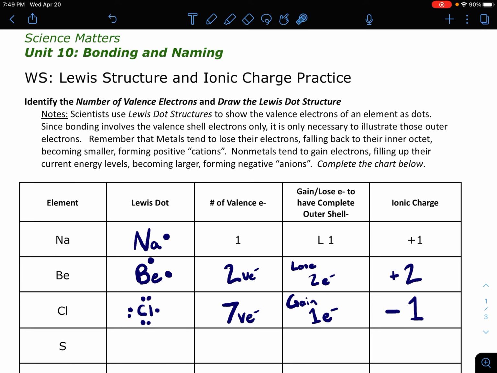Often the mistake that students have, or even I'll do this sometimes, we think, okay, it's gaining something, so we want to say that it's going to make it more positive, because positive we often associate with gaining. We're getting more of it, so it's in the positive direction. But you've got to remember, what are we gaining? We're gaining negative charges. So if you gain a negative, it's going to make you more negative. If you lose a negative, it's going to make you more positive.